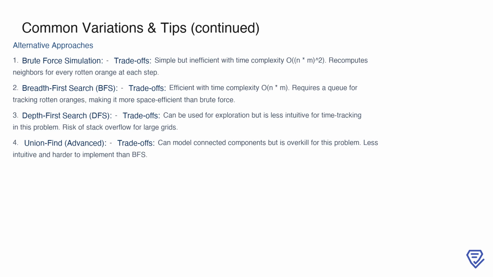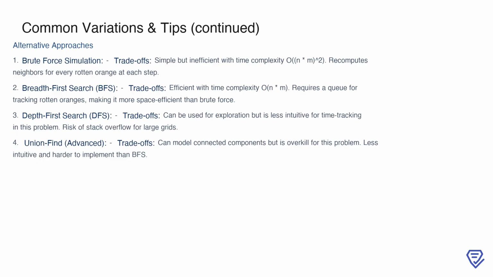A brute force simulation is the simplest method but comes with a significant drawback: it's highly inefficient, with a time complexity of O((n times m) squared). This is because it recomputes neighbors for every rotten orange at each step. A much better option is breadth-first search, which is more efficient with a time complexity of O(n * m). BFS uses a queue to track rotten oranges and is generally the most space-efficient approach for this problem.